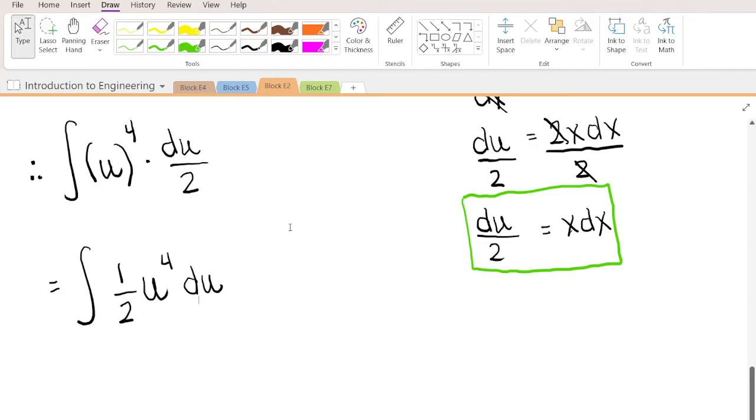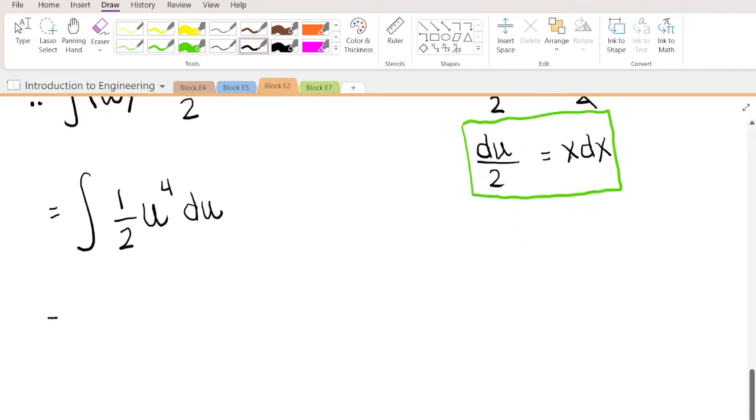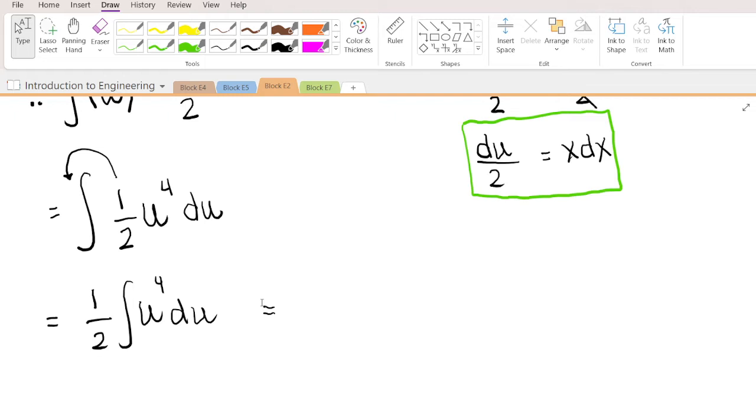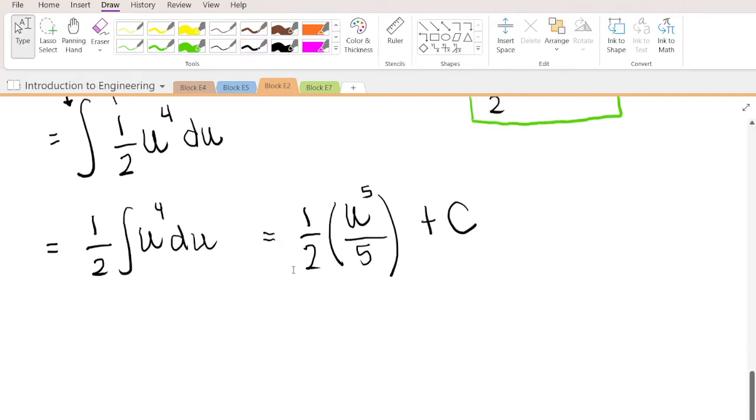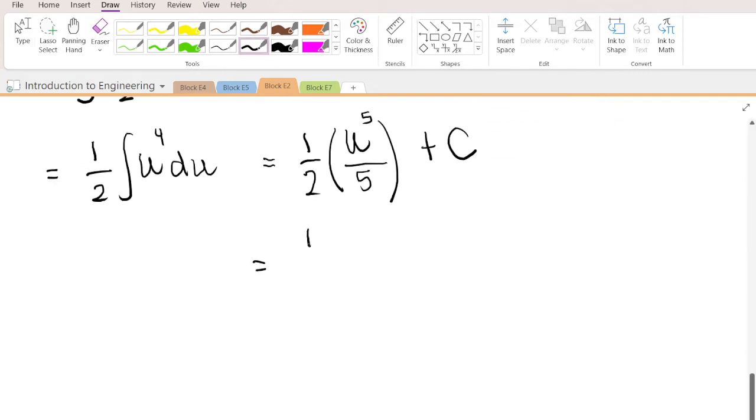So you then apply the basic power rule, basic integration. So you bring out the coefficient, integral of u to the power of 4 du, and then what's next? 1/2 u to the power of 5 over 5, and then plus c. So after which we have 1 over 10 u to the power of 5 plus c.